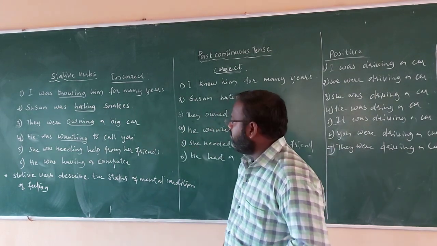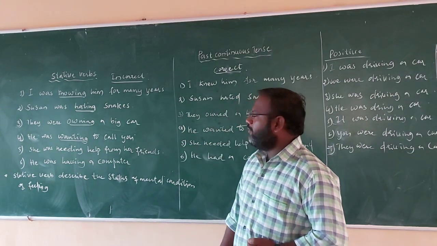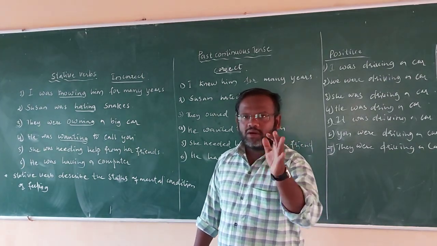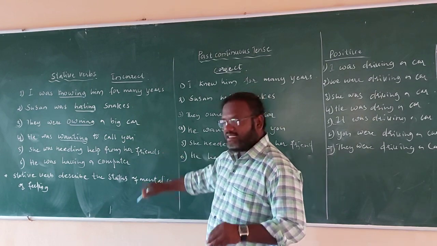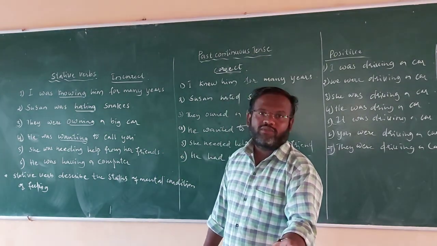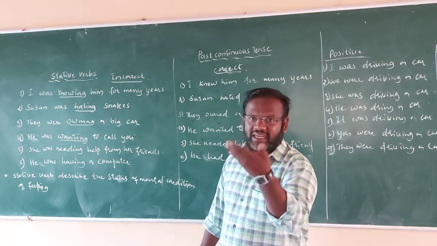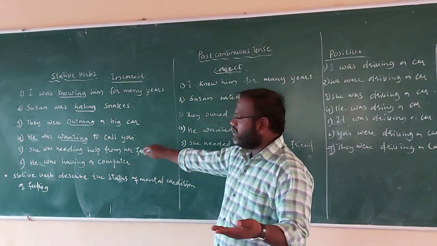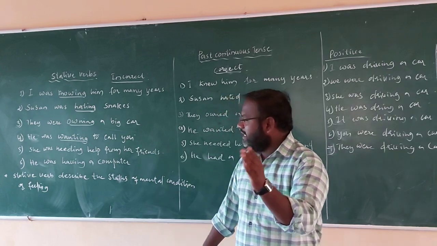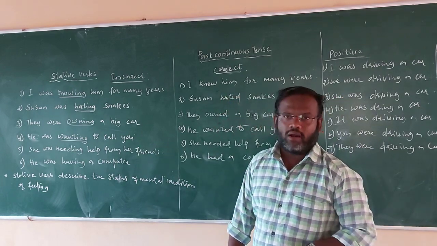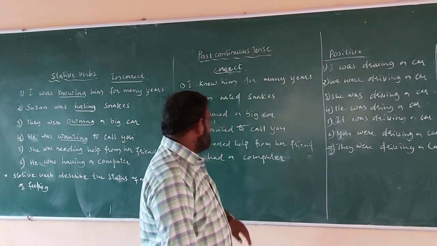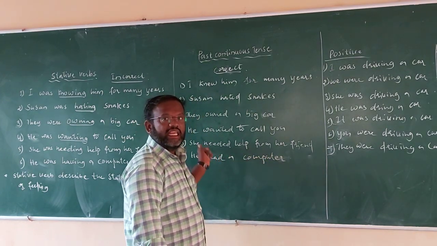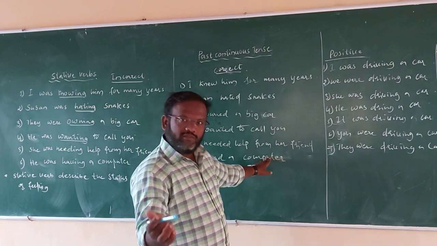Example number 5. She was needing help from her friends. Needing is a kind of stative form of a verb. It is a feeling or mental state, so therefore it cannot change. We should not use this. If you say she was needing help, then definitely it is wrong. Then what should be the correct answer? She needed help from her friend.